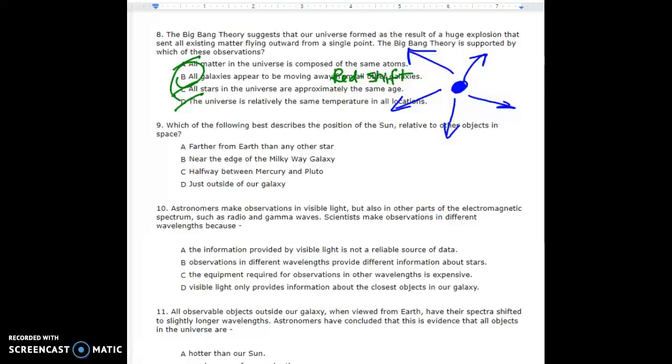Number 9, which of the following best describes the position of the sun relative to other objects in space? So our sun is our sun. This is our star for Earth. Is it farther from Earth than any other star? No. In fact, it's closest to Earth. Is it near the edge of the Milky Way galaxy? So we've done this. We are kind of in the middle of one of these arms, closer to the edge. We are definitely not in the middle. Are we halfway between Mercury and Pluto? That's only within our own solar system.